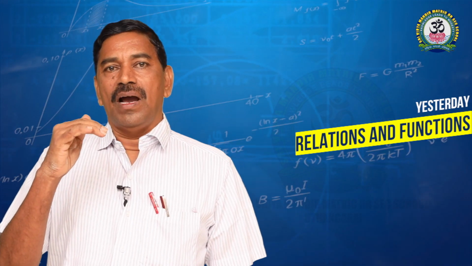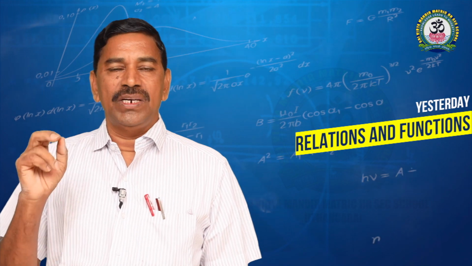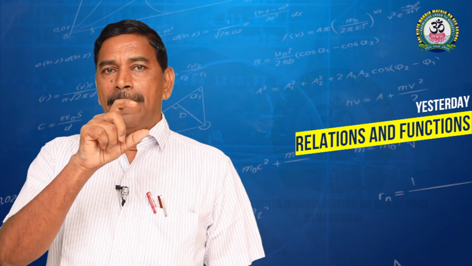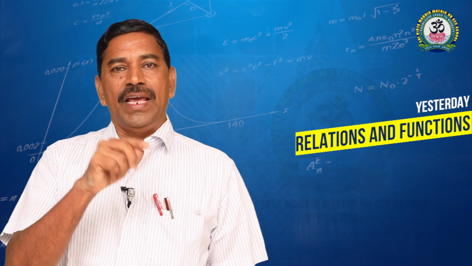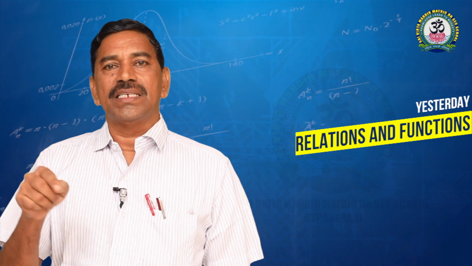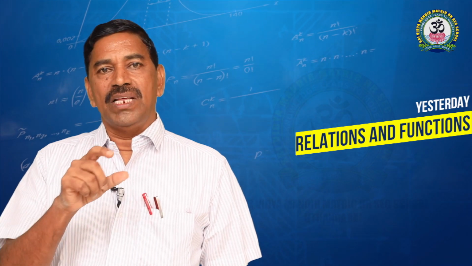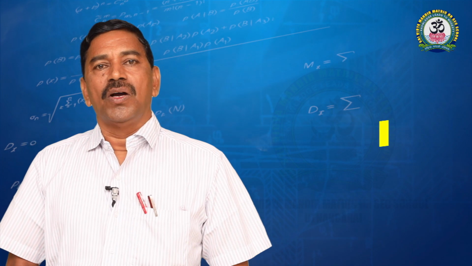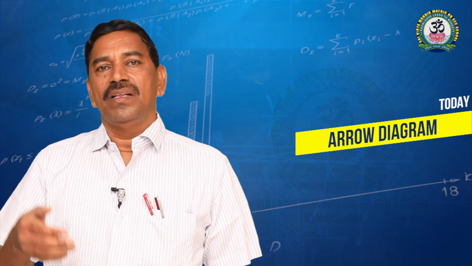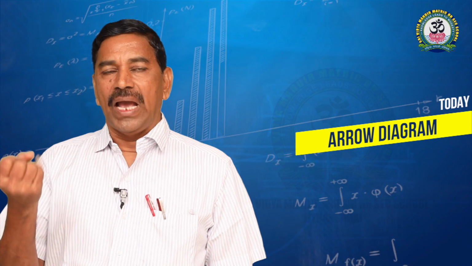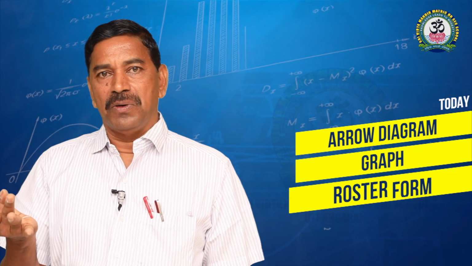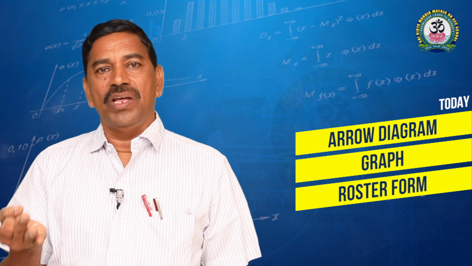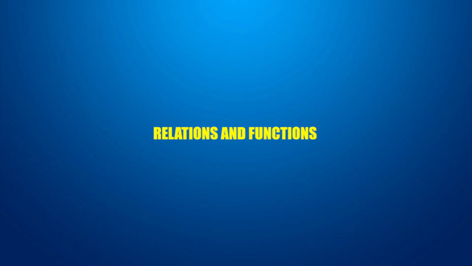Now, from the above definitions, the domain is a subset of A. Next, the range of R is a subset of B. And the codomain of R is equal to B. So, these are the concepts we learned yesterday. Today we are going to learn that relations can be represented by arrow diagram, graph and roster form. So, these are the three topics we are going to revise.